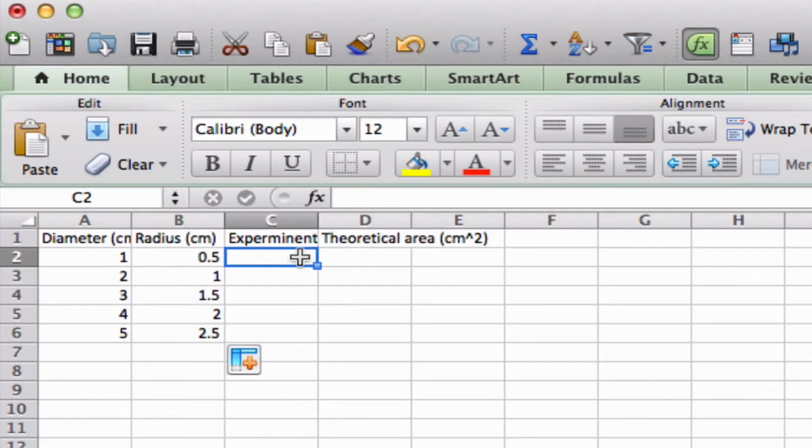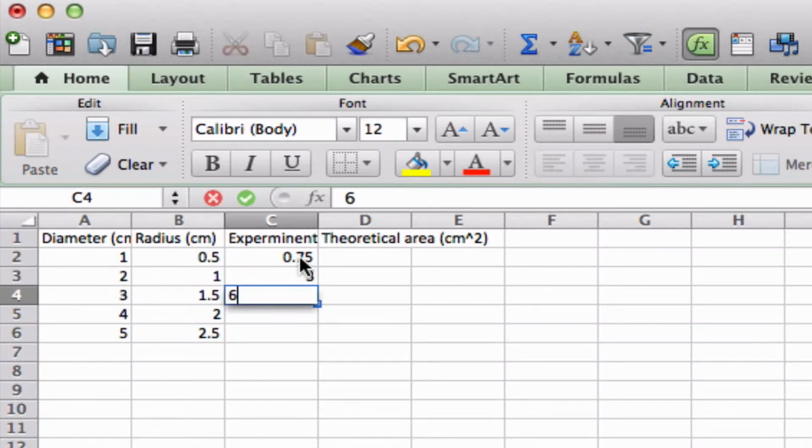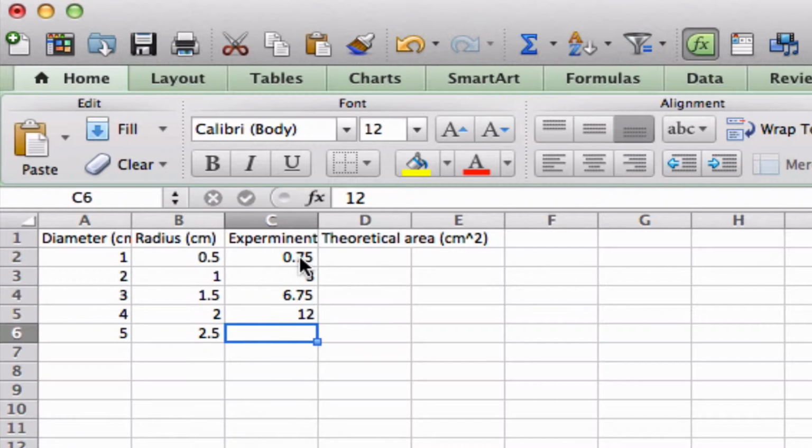The experimental area, I just calculated the area of a square outside the circle and a square inside the circle, and I got 0.75 for the first area, and I got 3, and then I got 6.75 and 12. And finally, I had 18.75. So these are the values that I got using that method.